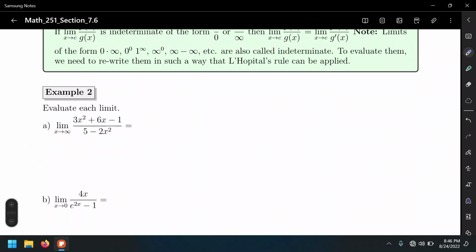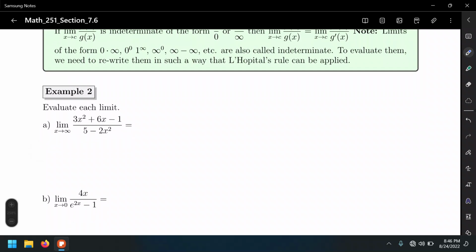As an example, polynomial over polynomial, well, what do we have? 3x squared plus 6x minus 1. Well, we have infinity. So this will for sure be the infinity over infinity indeterminate form, right? That means that we can use L'Hopital's rule. Let's use LH to denote that we're using L'Hopital's rule. So if we take the derivative, the limit as x approaches infinity is 6x plus 6 over negative 4x.